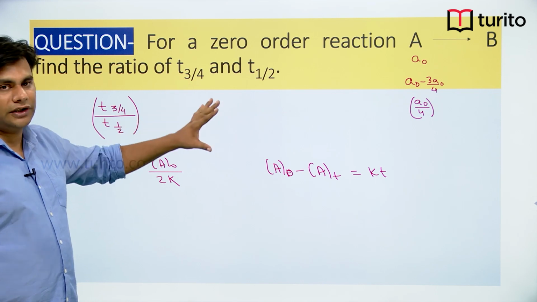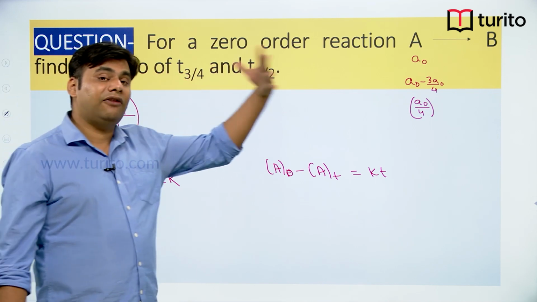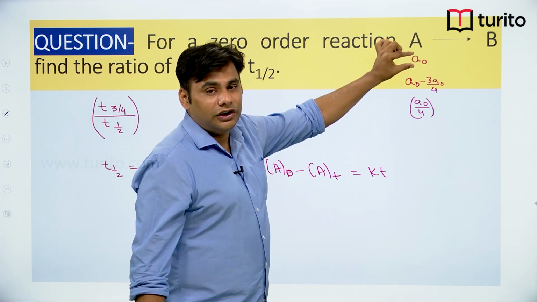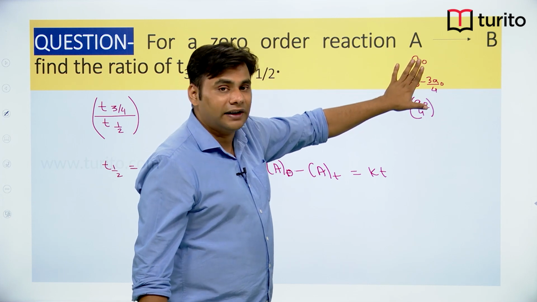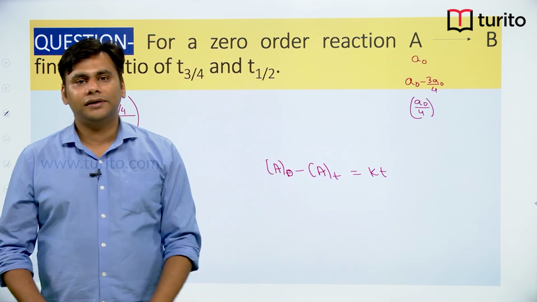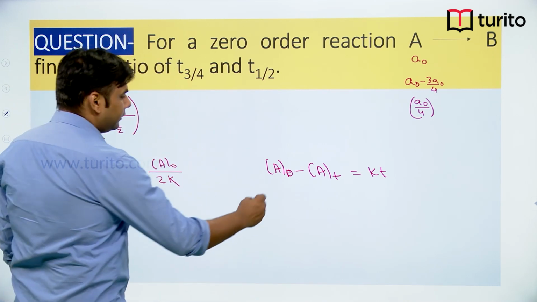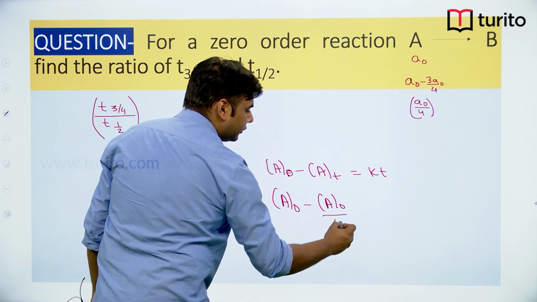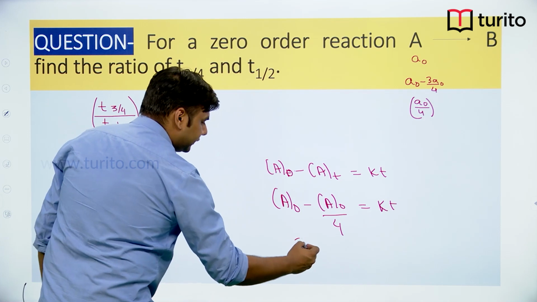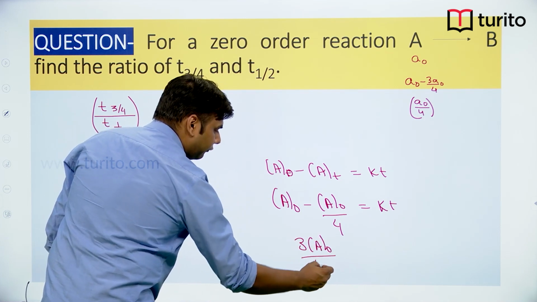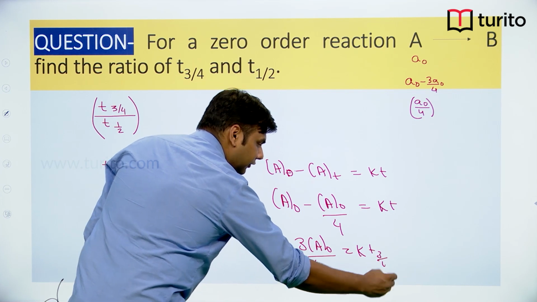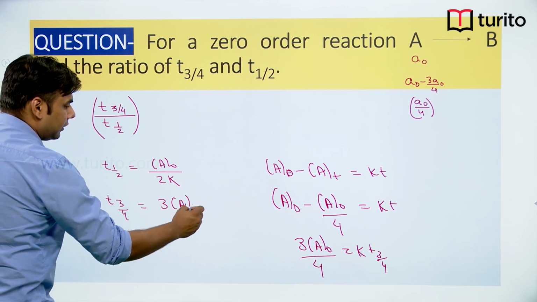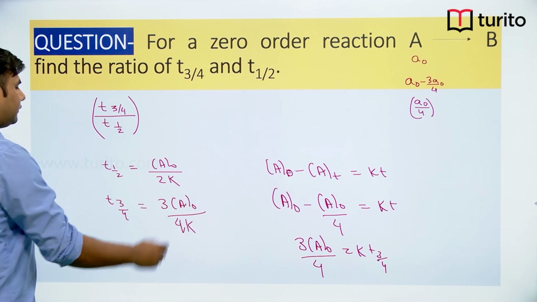T 3/4 is the time taken when 75%, or 3/4, of the reactant has reacted. So 3/4 A naught has reacted, and what is left would be A naught minus 3 A naught by 4. So At becomes A naught by 4, which equals Kt. I can write this as 3 A naught upon 4 equals K T 3/4. So T 3/4 will come out to be 3 A naught upon 4K.